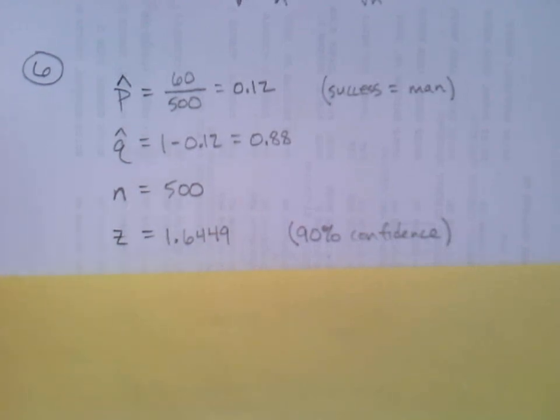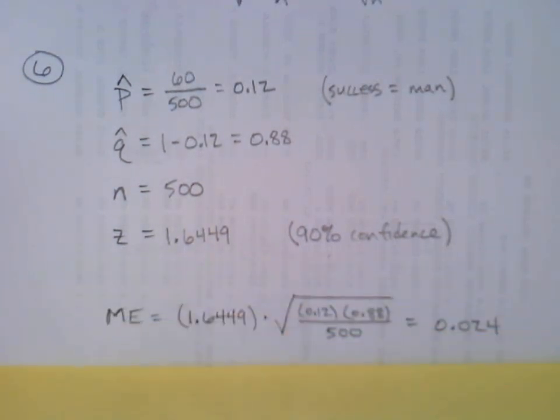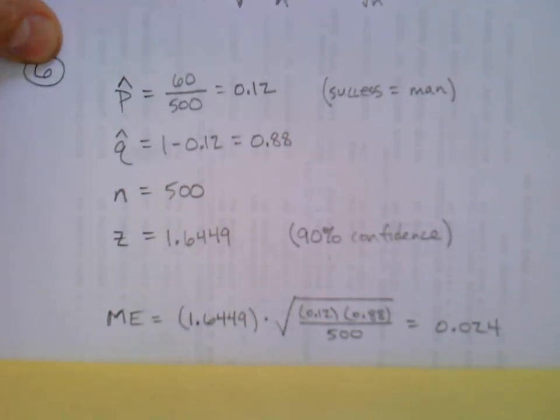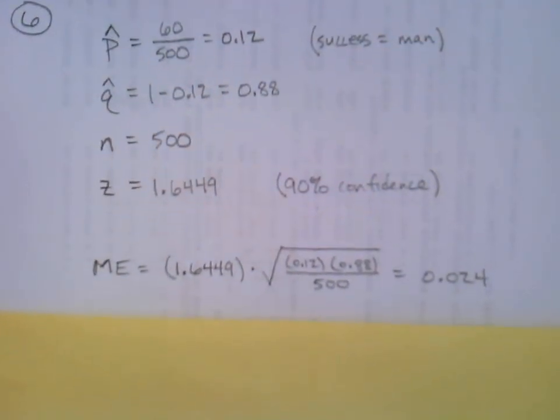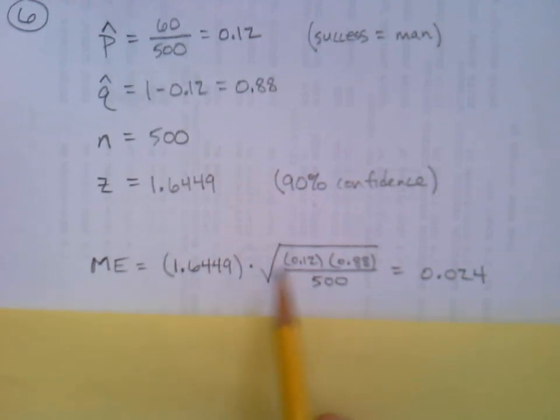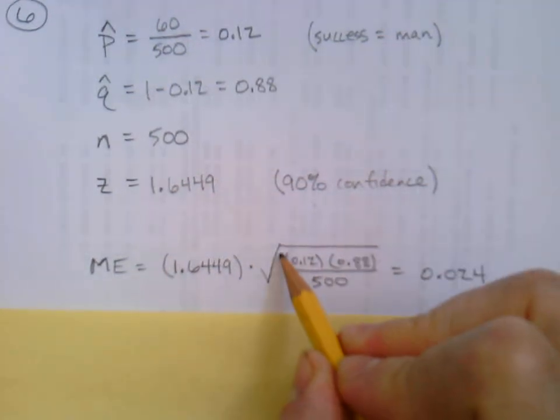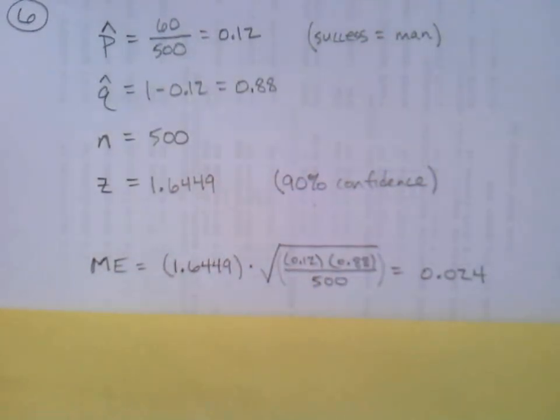So we got all of our critical values. From here, we're going to go ahead and compute the margin of error. We got our Z, our p hat, q hat, n, the square root of that whole thing. Be careful with your order of operations. You may need parentheses, say like right there, depending on your calculator. We're going to round this to 3 decimal places as it tells us, 0.024.